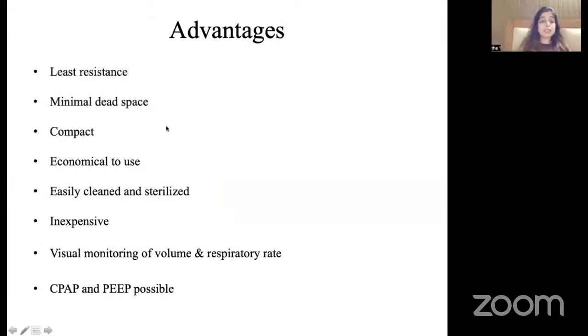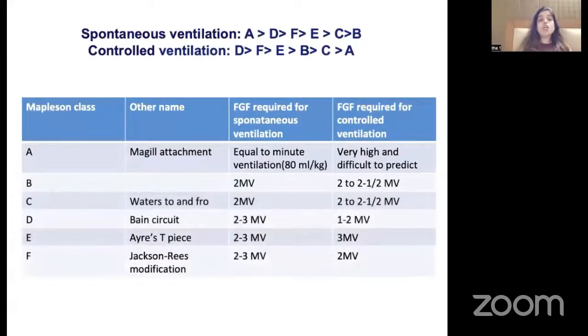So what are the advantages? Very low resistance and dead space. It is very compact and easy to use. It is very economical and inexpensive. And there is visual monitoring of volume and respiratory rate, which you cannot see in Mapleson E. And addition of CPAP and PEEP is possible in Mapleson F, which is not possible in Mapleson E.